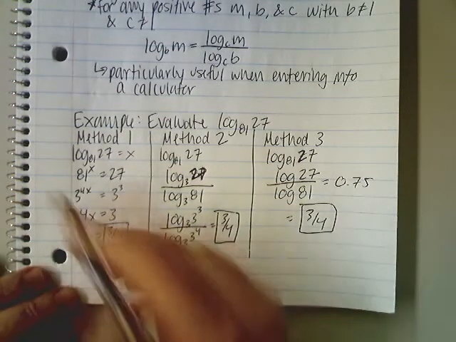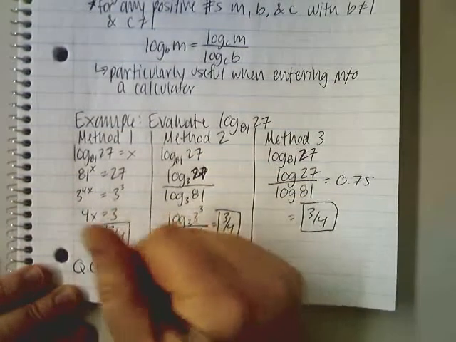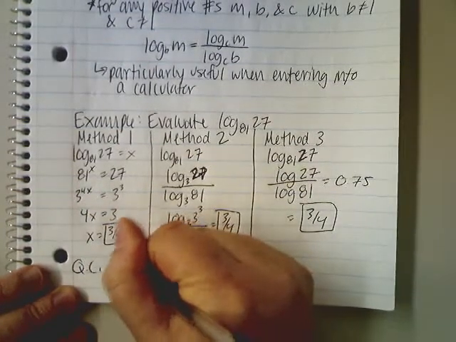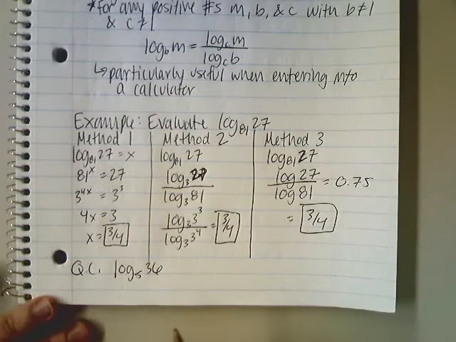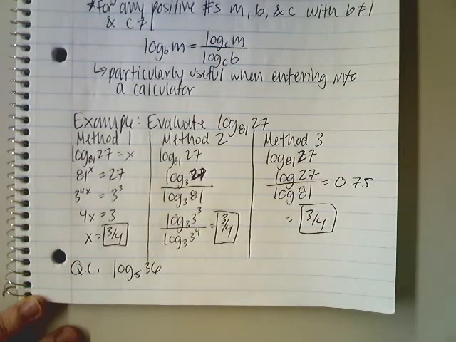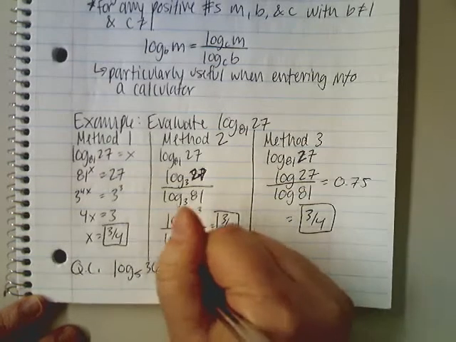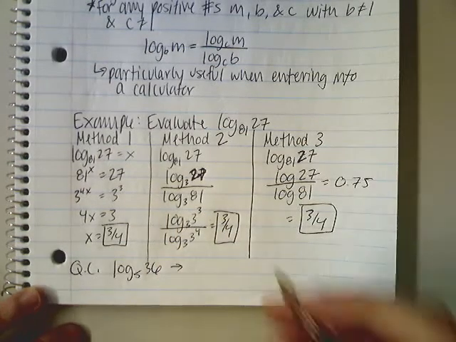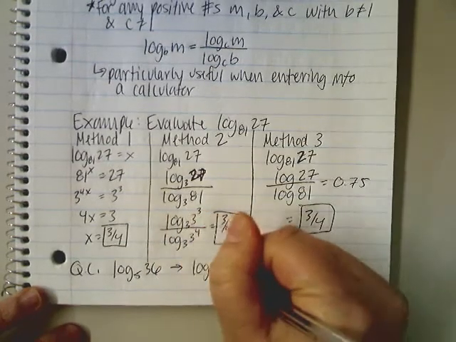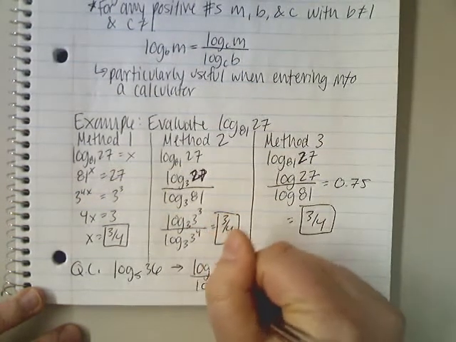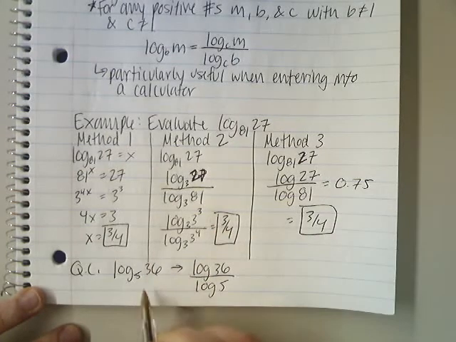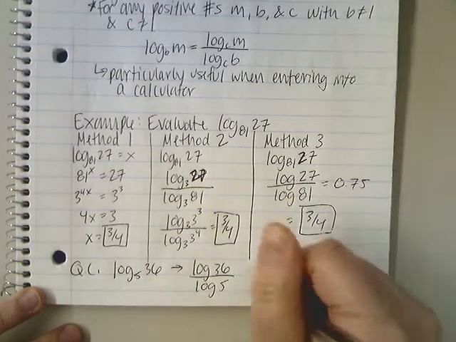I'm going to do one quick check because I think we have a little time. I want you to do the same thing, but evaluate log base 5 of 36. And you're going to want to use your calculator for this one if you have one with you. If not, you can wait for me to go over it. But to solve this, I would rewrite this with a log base 10 or a ln. So I'd do log of 36 divided by log of 5. So again, the argument goes there, the original base goes there.